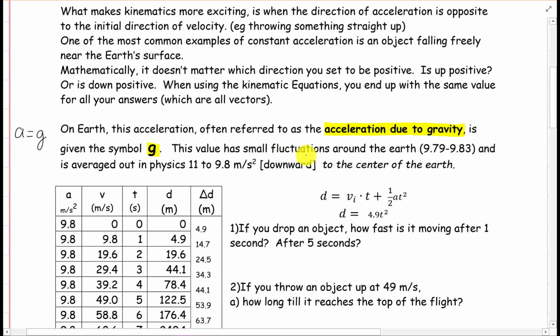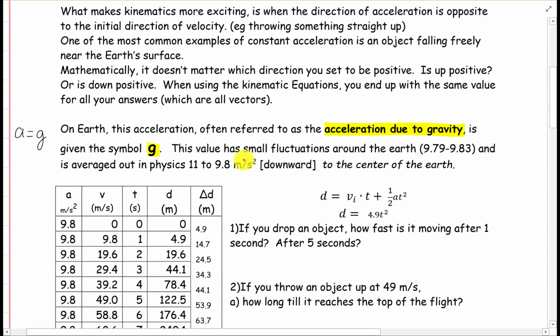This value has small fluctuations around the Earth. It goes down to about 9.78, and it goes up to about 9.83, depending on how close you are to the center of the Earth. If you're on the tallest mountain, or close to sea level, it changes. And if you're near the equator or near the North Pole, it changes because the distance from the center of the Earth changes as we go from equator to pole. But it's averaged out in our Physics 11 class to be 9.8 meters per second squared downwards.